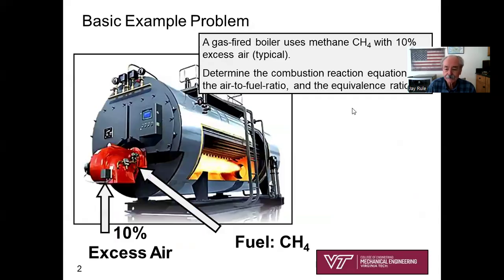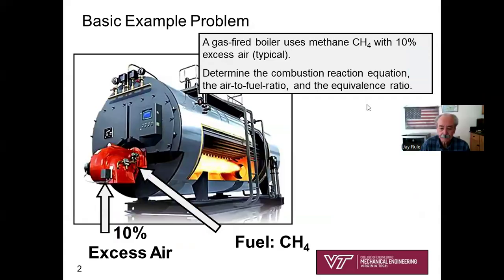And so here's the basic example problem I'd like to go through. It says a gas-fired boiler, a familiar image that I've picked, uses methane, CH4, so that would be a model for natural gas, commonly used nowadays because of the economics associated with natural gas. And it's using 10% excess air. For this particular steam boiler, 10% excess air is very typical for this operating setup.